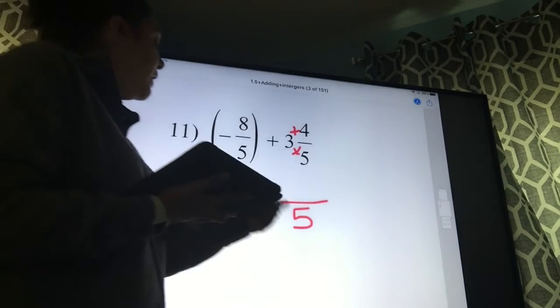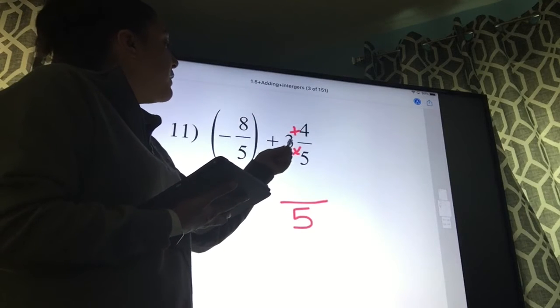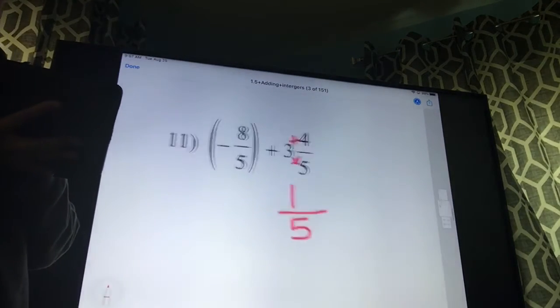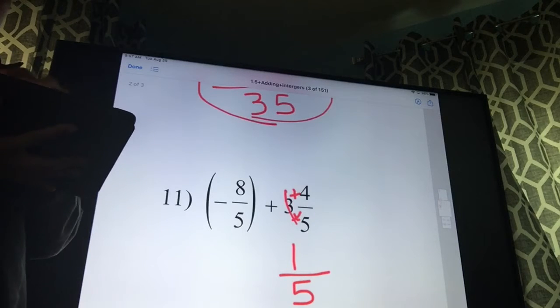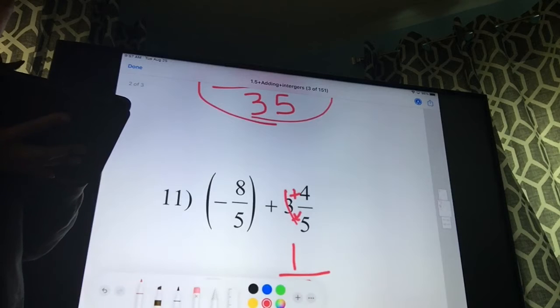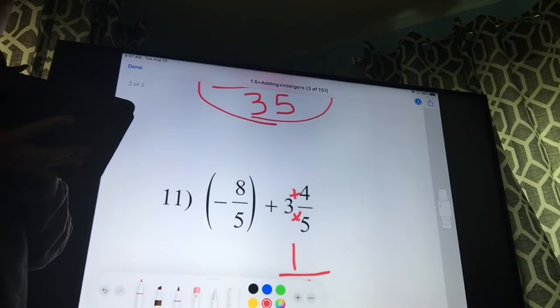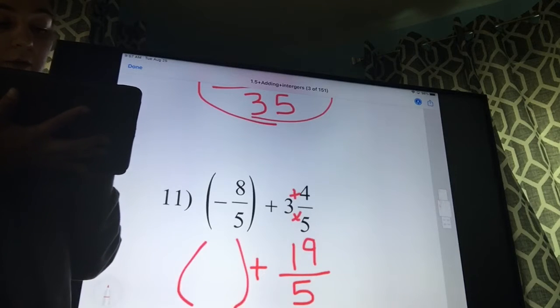So we already know that the bottom is going to be 5. Okay, so 3 times 5 is 15 plus 4 is going to give us 19. Okay, it's going to give us 19 over 5. And then over here we got negative 8 over 5.